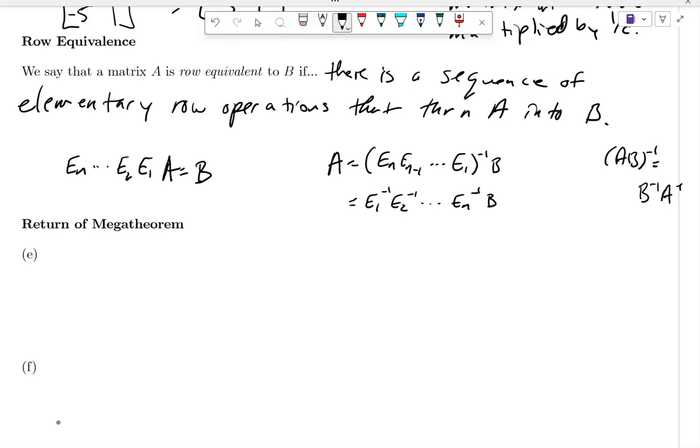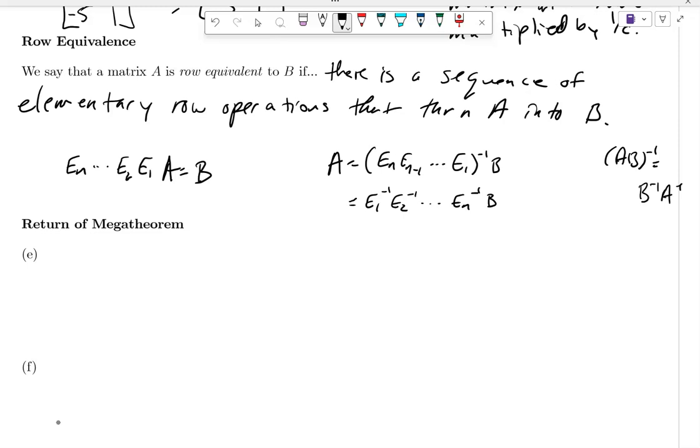So then I also get B as row equivalent to A. And it kind of makes sense that you have to do it in the reverse order, right? If I do row operation 1, then 2, and then the last one at the end, I've got to undo them backward, right? The last thing you did is the first thing you have to undo. So that's exactly why they're written in this order.